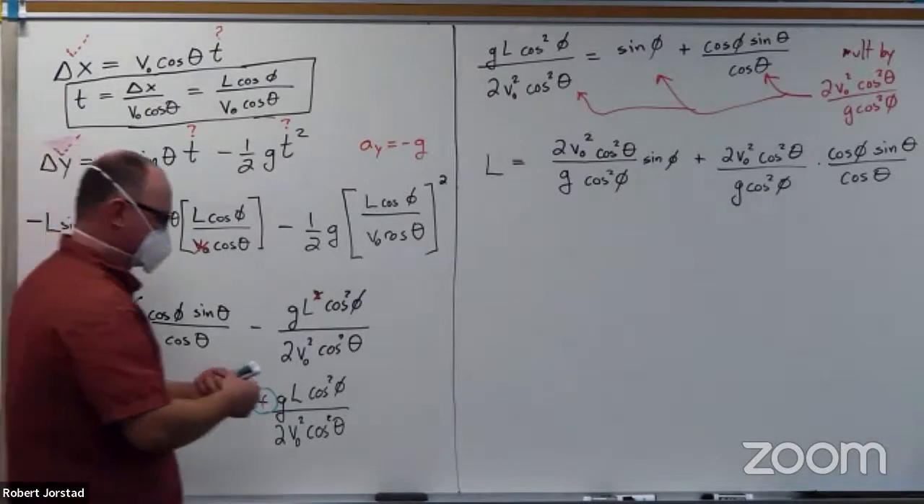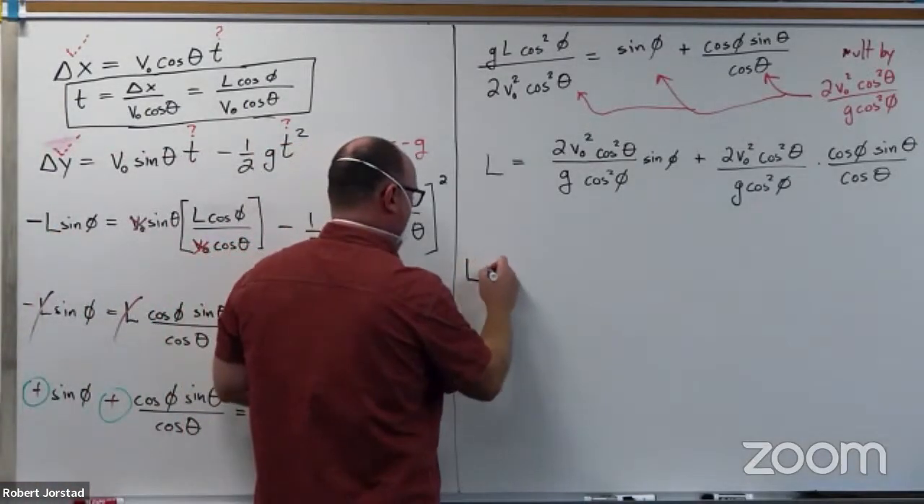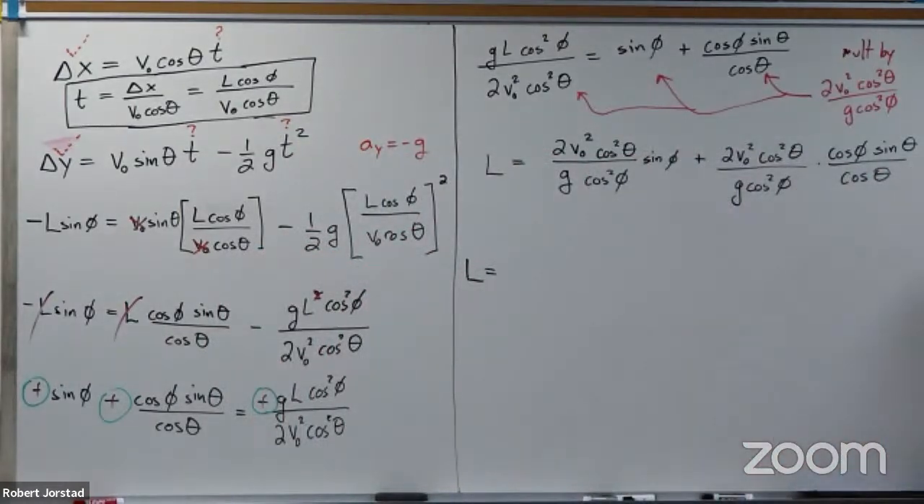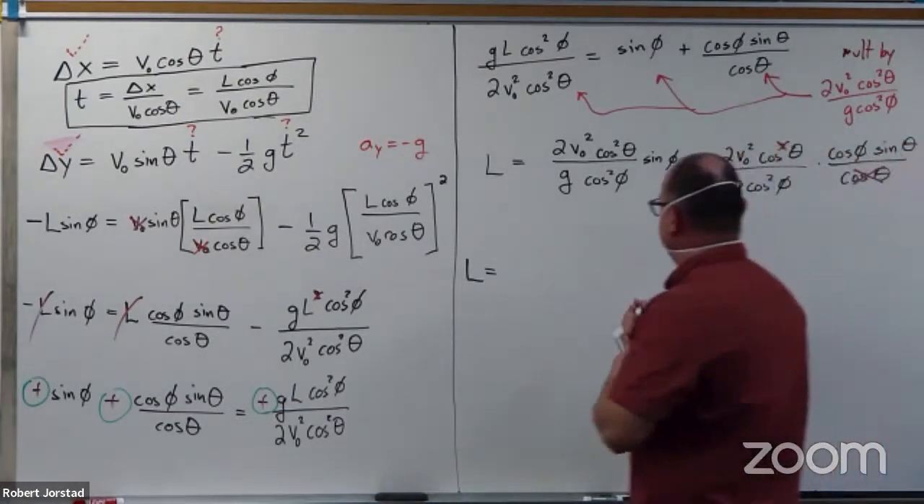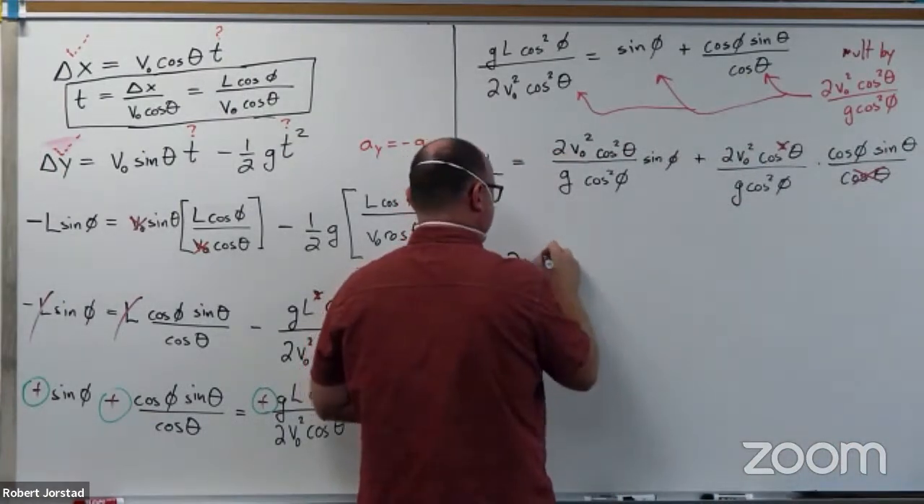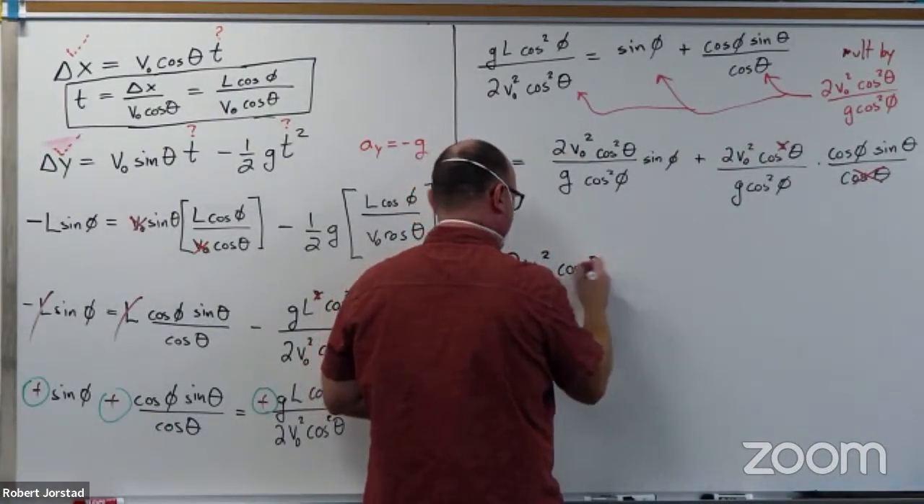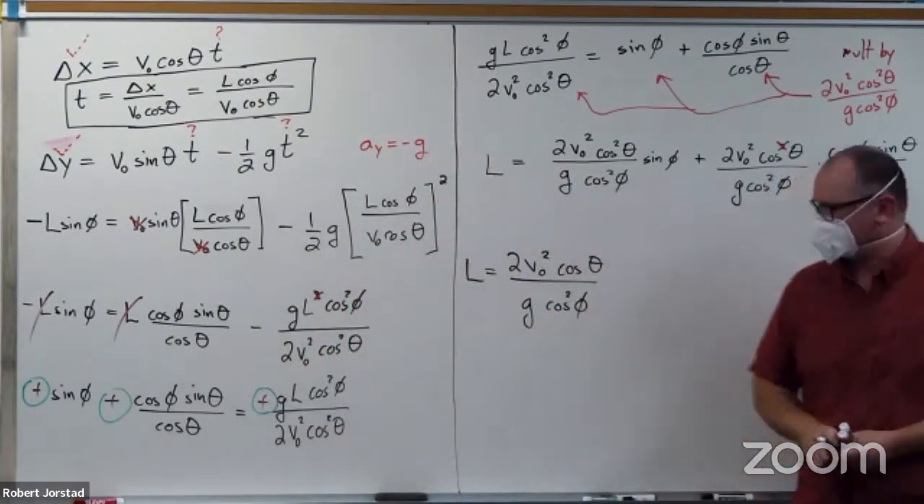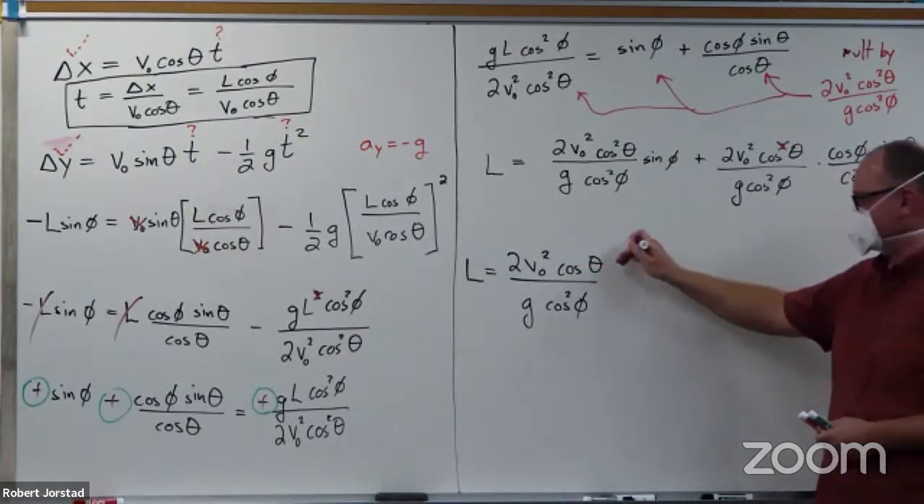In this case, I'm going to get an L. Do you see anything canceling out here? I see this. You see that? This cosine theta cancels one of those. And now we got to be careful. 2 v naught squared, only one cosine theta, g, and both cosine phis. That's the prefactor that we were told to factor out.